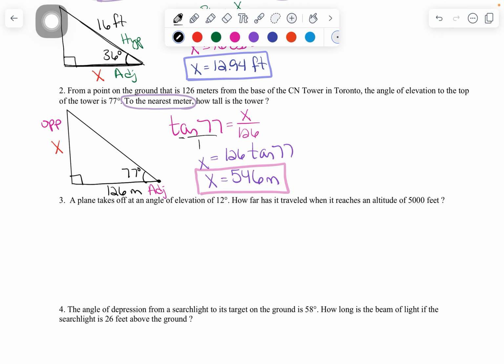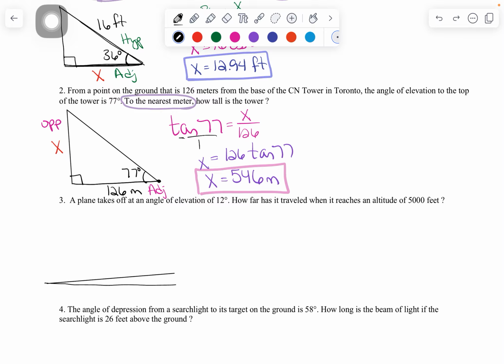This time we have a plane taking off at an angle of elevation of 12 degrees. It's going to reach an altitude of 5,000 feet. I want to know how far it's traveled. So here's the ground. Plane is going to take off. Oops, let's try this again.